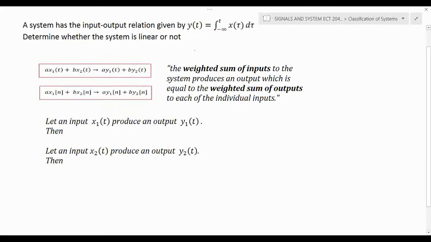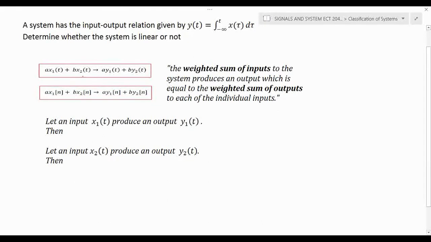Here the input output relation of a system is given by y of t is equal to integral minus infinity to t x of tau d tau, which is actually an integration system, and we need to determine whether the system is linear or not. In order to check the linearity, we need to verify this condition.